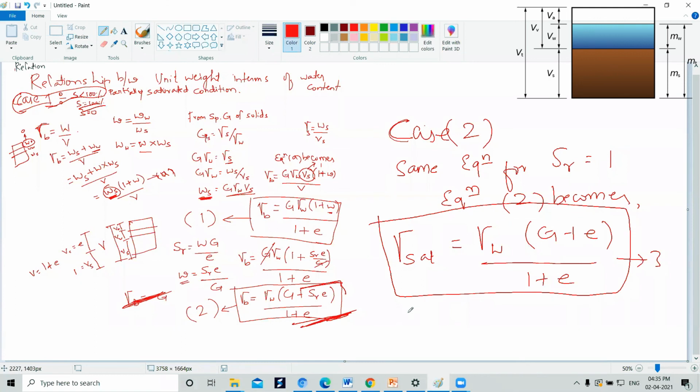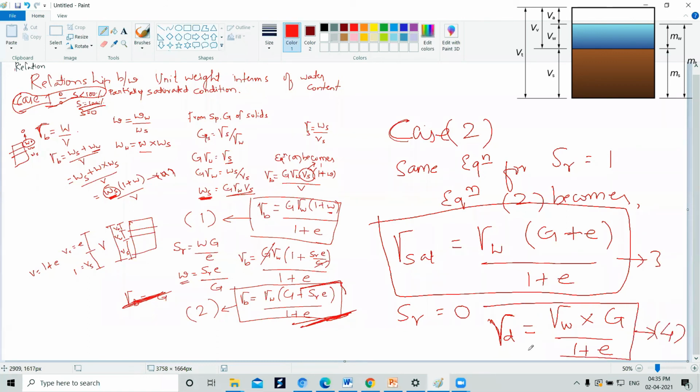Clear? If SR is equal to 0, degree of saturation is equal to 0, then what will happen? Tell me. Dry unit weight is equal to what? Weight of water into G, divided by 1 plus E. This is my equation number 4. These are the three cases we need to go with for the relationships.